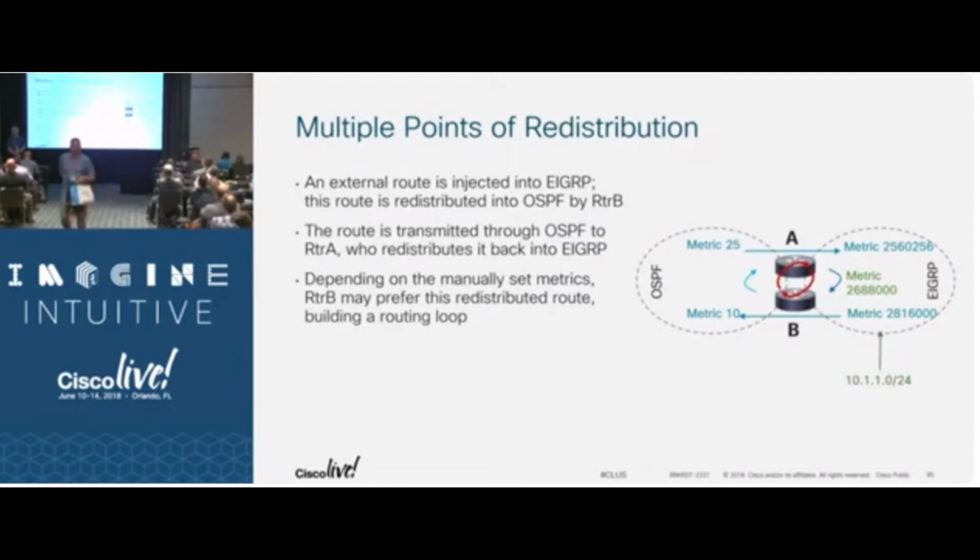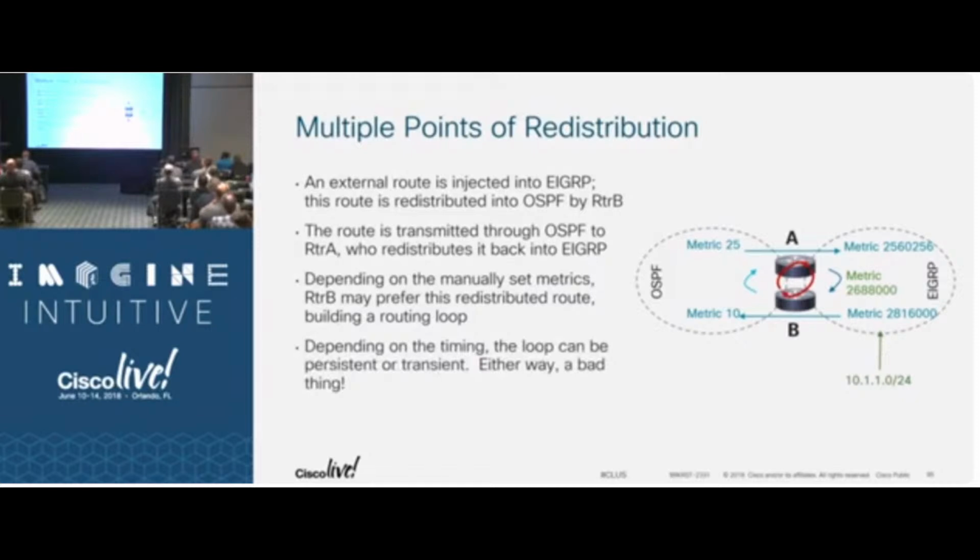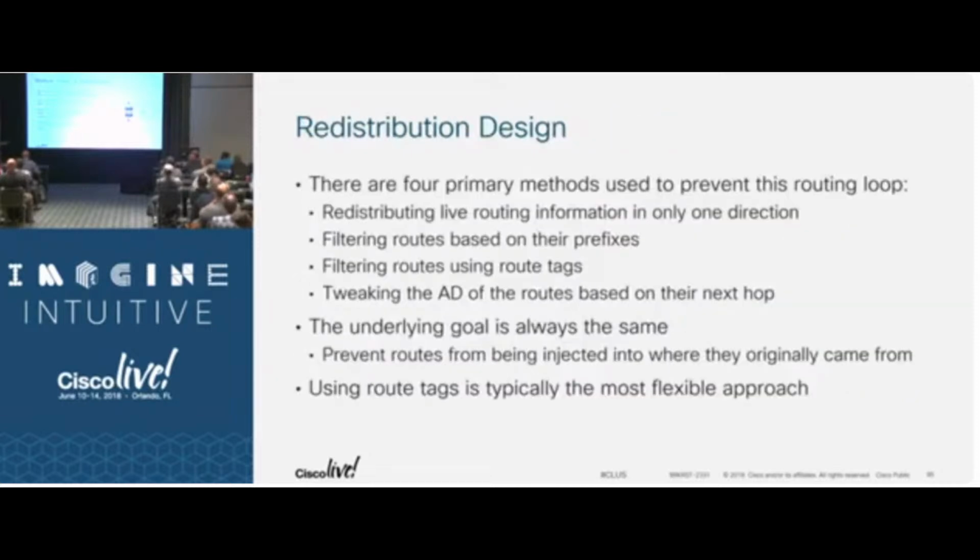Solving this can be done in multiple ways. One of the more primitive ones is not to do a multi-point redistribution, or at least not inject the routes back and forth. But obviously this is not a solution for most of the scenarios we need to solve. So the more appropriate ways of approaching that, well, yeah, it's a bad thing if you have a loop.